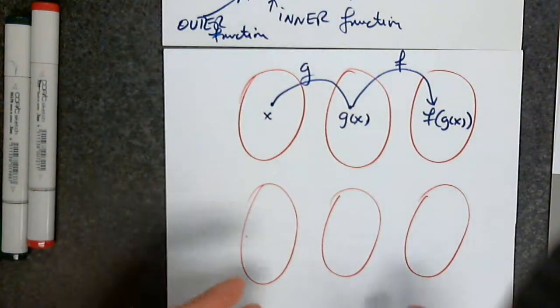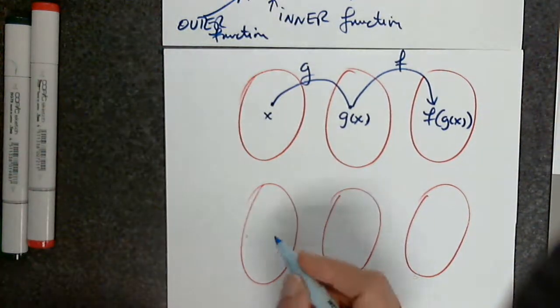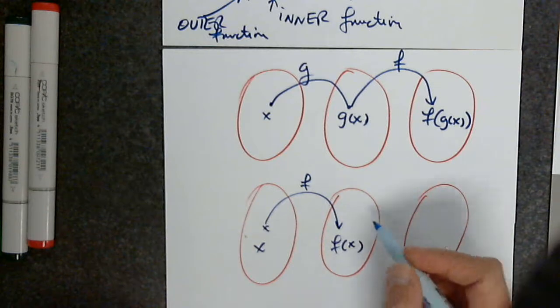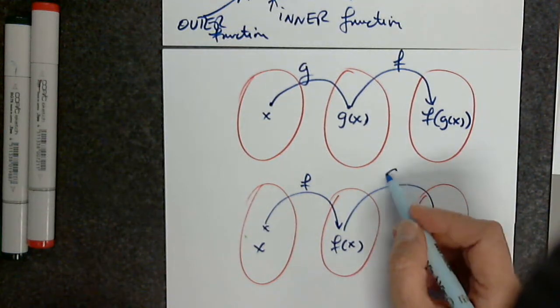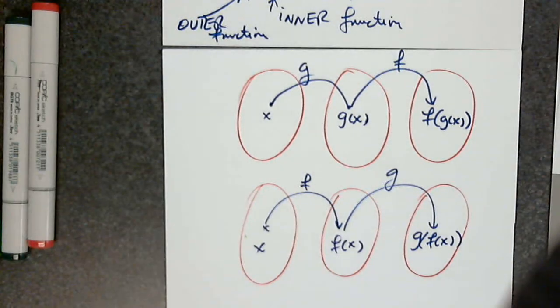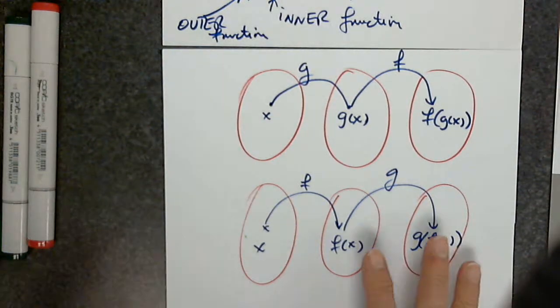And of course, the order is reversed for the other one. So I apply F to X, I get F of X, and then to F of X I apply G, and I get G of F of X. As you notice, there's no need for common domain at all. But what could be the problem here? What could be the problem?